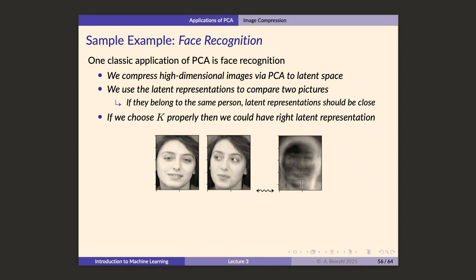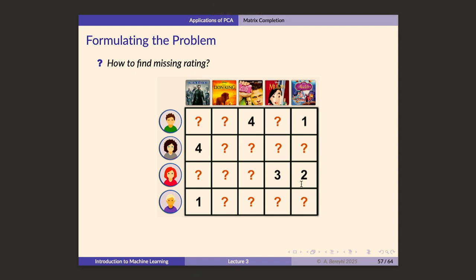But it really works. I mean, if you're interested, you can try it at home. Yeah? And I'm going to put some simple exercise in the next assignment where you try PCA and this stuff, okay? Okay. One other application is the application of matrix completion.